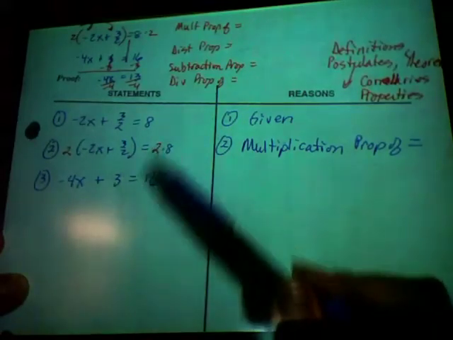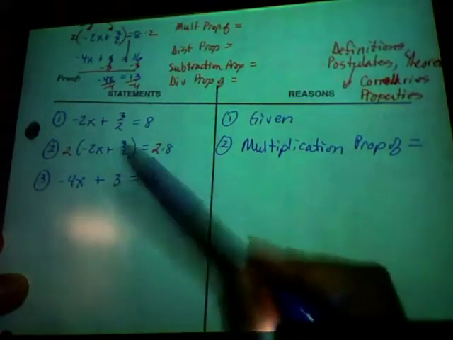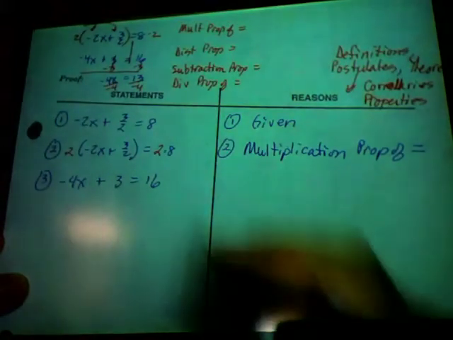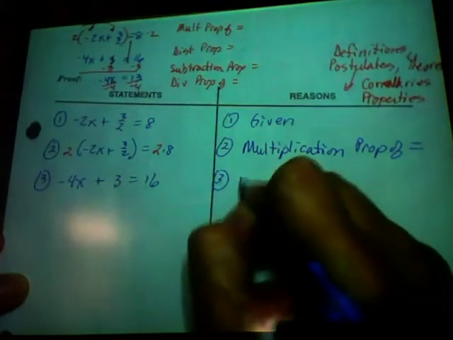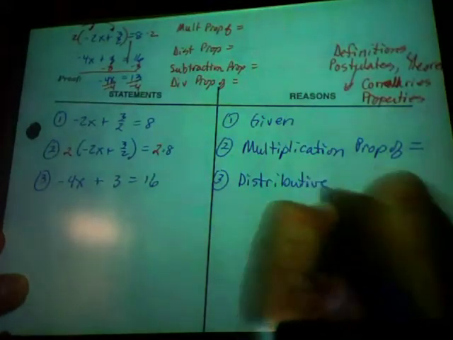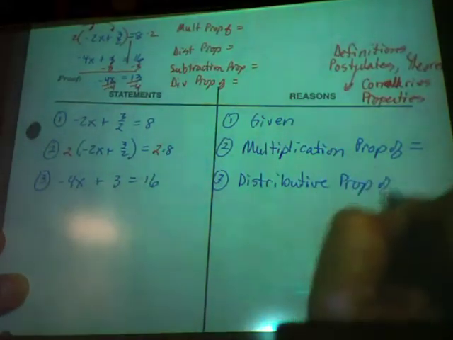We go from here to here. I actually did what? How'd I go from here to here? I distributed. So my reason for 3 is the distributive property of equality.